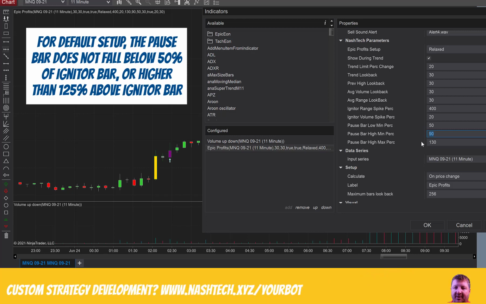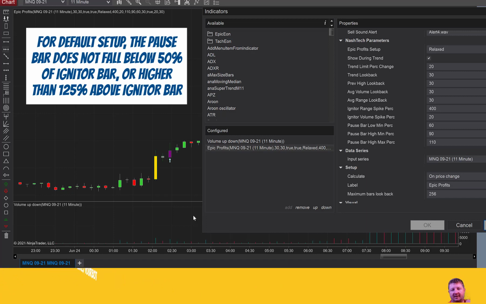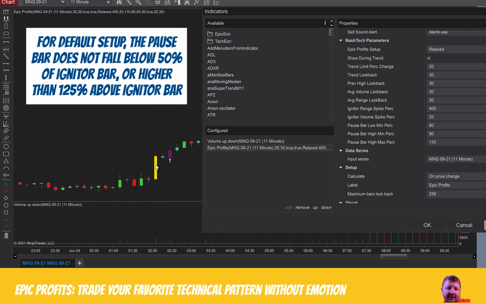Then the next part of this pause bar is the high maximum percent. So 130 means I don't want this pause bar to go more than 130% of the actual initial bar. The tighter setup would have this at least above 50, maybe above 60, and it would have the pause bar probably in the range of 110 to 130. I think this would still fit in. So this is a great example setup here.